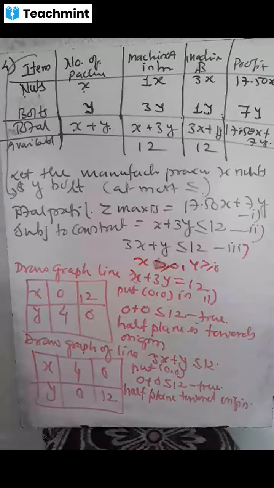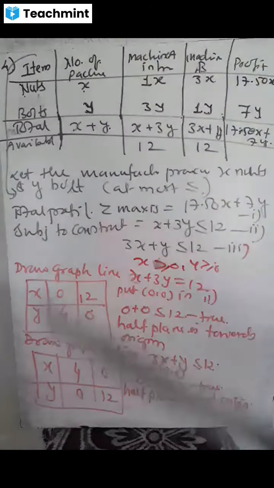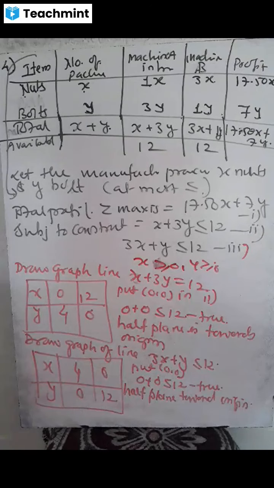See here in the question given, a manufacturer produces nuts and bolts. Two items the manufacturer is producing. It takes 1 hour of work on machine A and 3 hours on machine B to produce a package of nuts. So two items are there, nuts and bolts. So we will consider, let the manufacturer produce x nuts and y bolts.